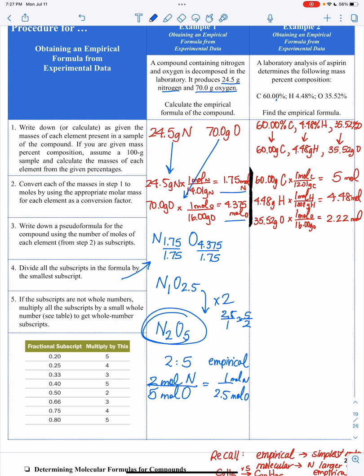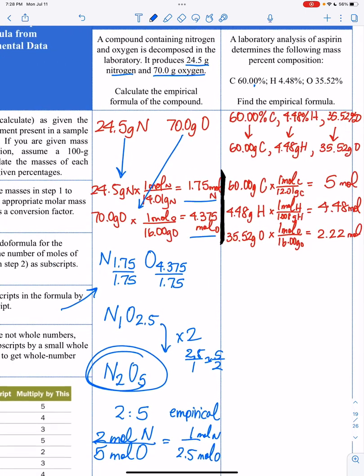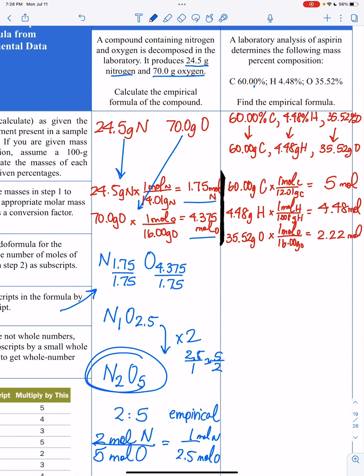And again, following these 4 major steps, make sure you have the masses of each element, convert each mass to moles, divide by the smallest moles, write those subscripts as whole numbers. Let's do another example in which I actually use percentages now. A laboratory analysis of aspirin determines the following mass percentage. This is typical. There are instruments that if you put a sample through, it automatically gives you the percentage of each element. So this would be more useful in the lab. So I have 60% carbon, 4.48% hydrogen, and 35.52% oxygen.